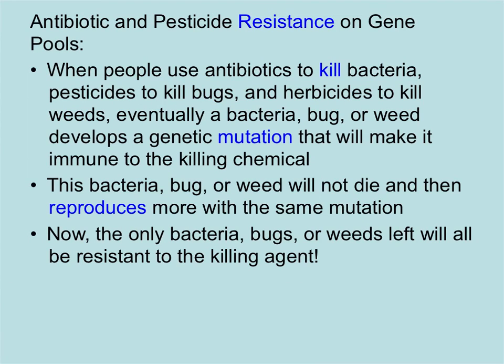So then you have antibiotic and pesticide resistance in gene pools. Antibiotics are used to kill bacteria. We've talked about that before, and not viruses, right? Pesticide is basically bug spray, and herbicides are going to be like weed killer. So it's a plant killer. Anyway, we use these things for different crops, for animals. If you've ever been to the grocery store, you've probably seen chicken that's advertised as antibiotic free.